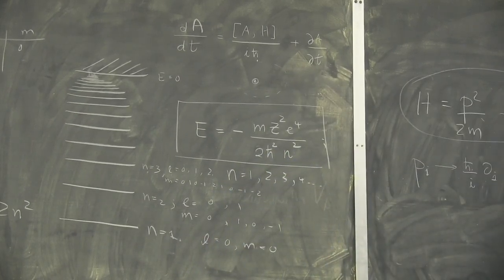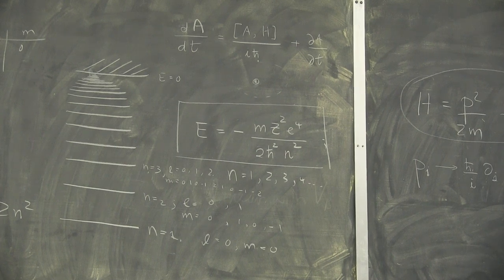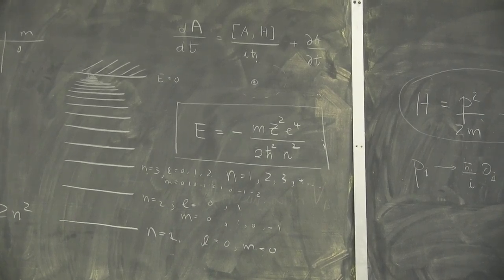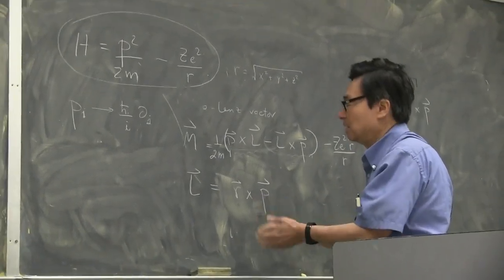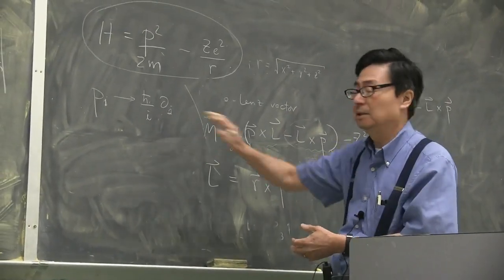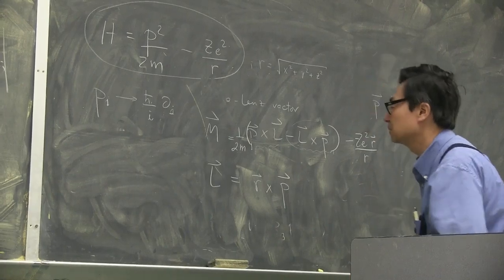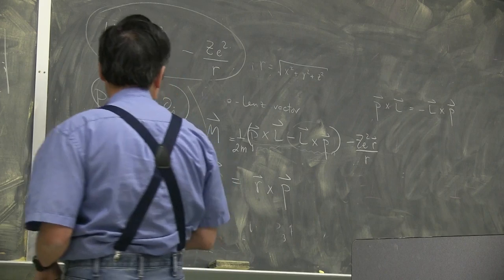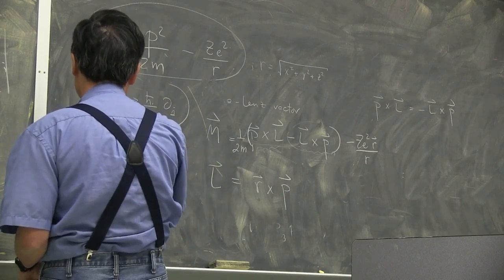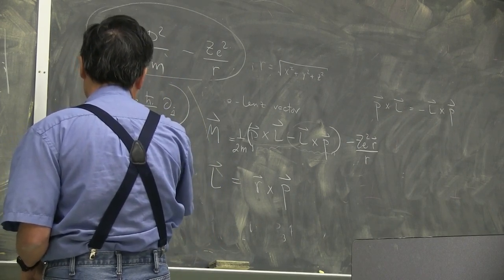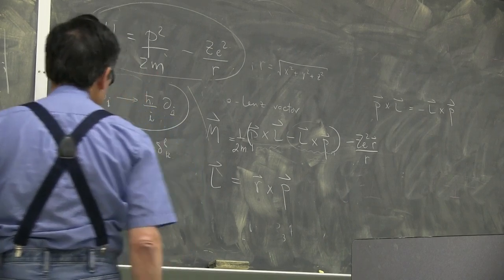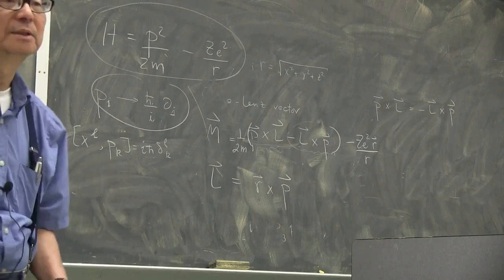Well, let me write this back. L is equal to R cross P, where you express the components in terms of the components of R and P. The components of R are just x1, x2, x3, the components of P are like that, and so on and so forth, okay? And so basically using this, [x_l, p_k] is equal to i h-bar delta_lk.